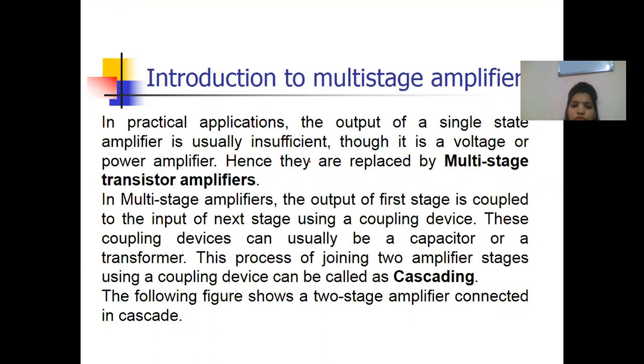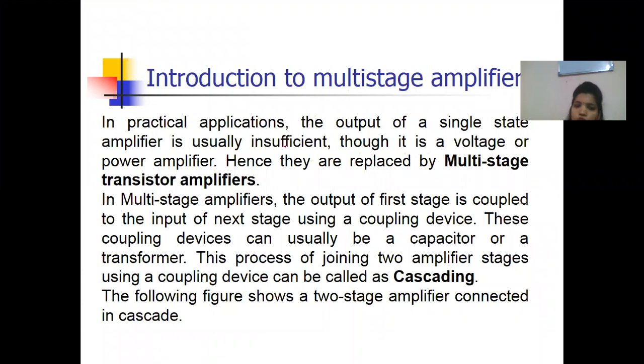We have already learned clearly in the previous lectures that transistors behave like an amplifier. That can be a BJT amplifier, that can be a FET amplifier. But what is the need of a multi-stage amplifier? Multi-stage means multiple stages. So listen carefully.